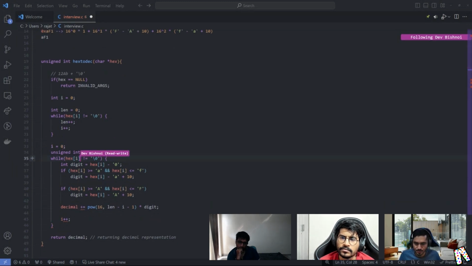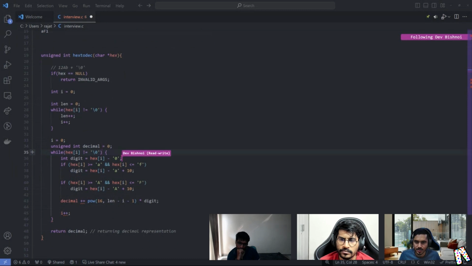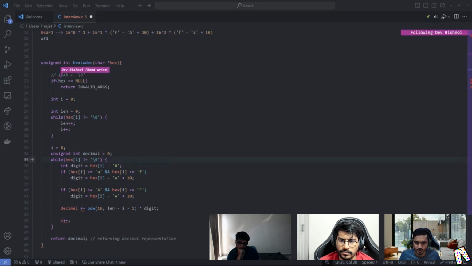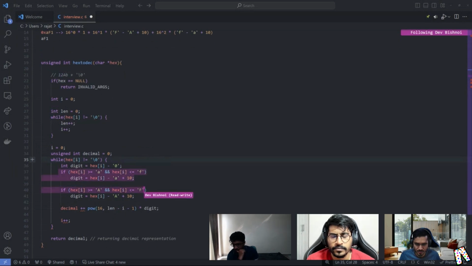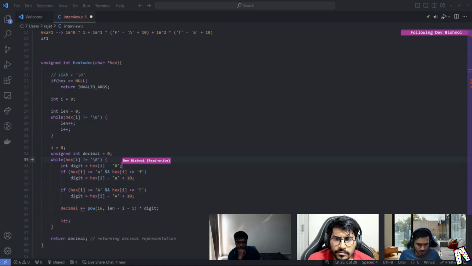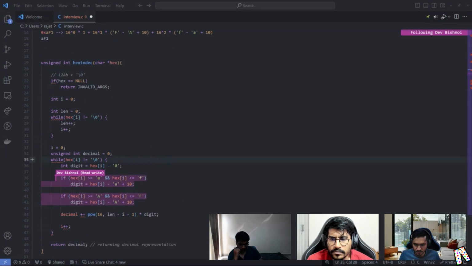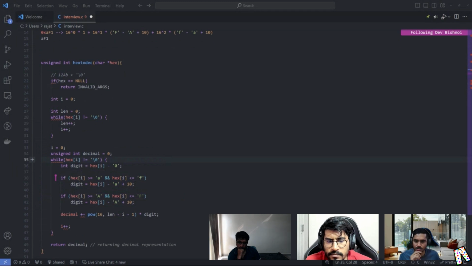So hex 0 is not equal to null, and the digit is, let's say, 1. It was 1, so 1 minus character 0 would return 1, and then that 1 will be proceeded further because these conditions will be false. So the decimal would be power of length, let's say, 4 minus 1, and I is 0 here, so that would be 3. So 16 to the power 3.